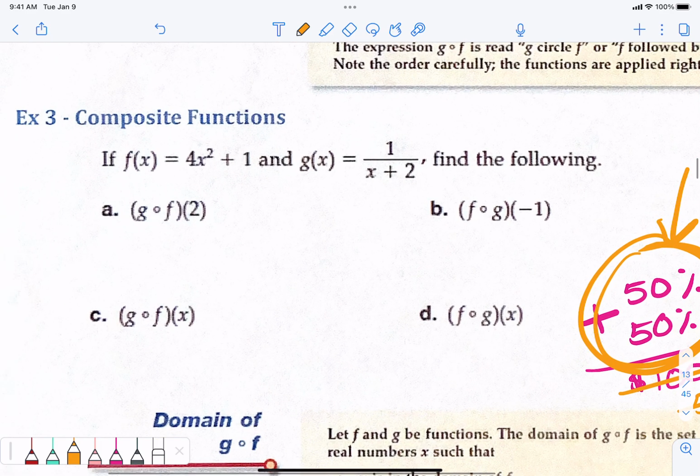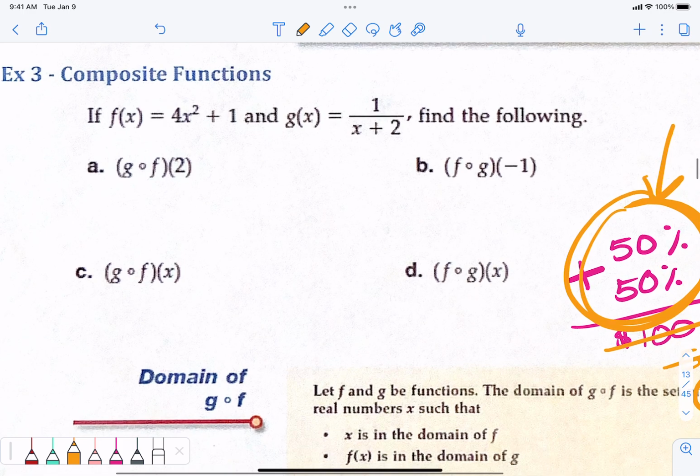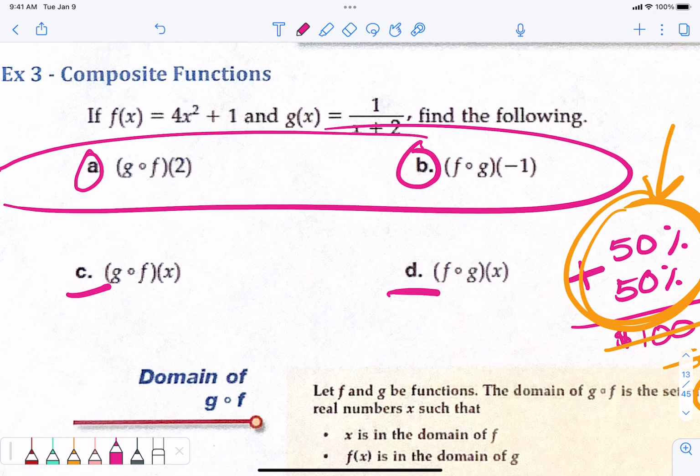F composed of G, or G composed of F, means you're taking one function and sticking it inside of the other. Now, I want you to look at these four real quick: A, B, C, D. There is a difference between A and B versus C and D. What do these have in common? Their numbers. Here we're plugging numbers in.